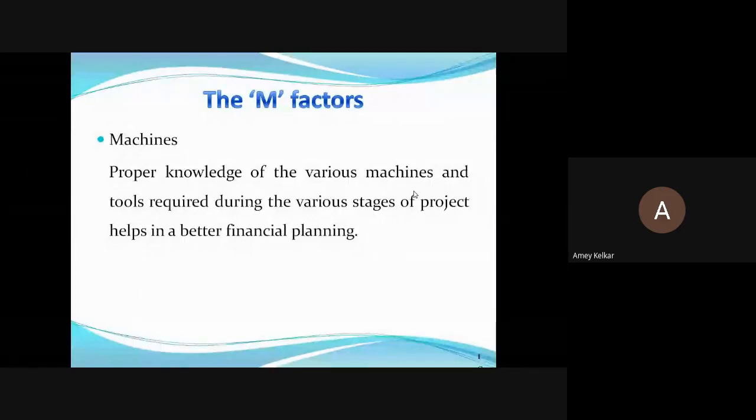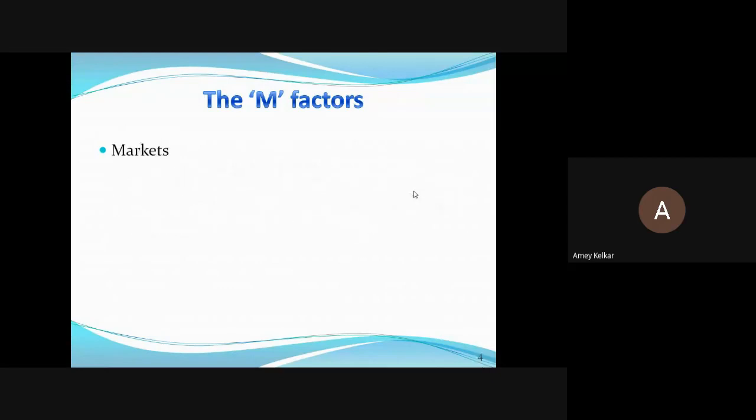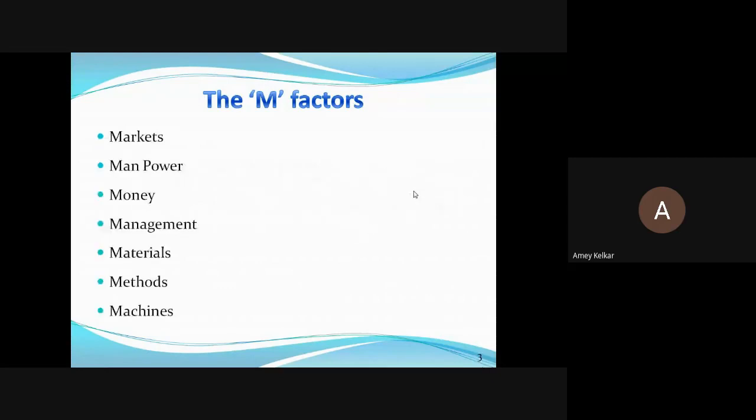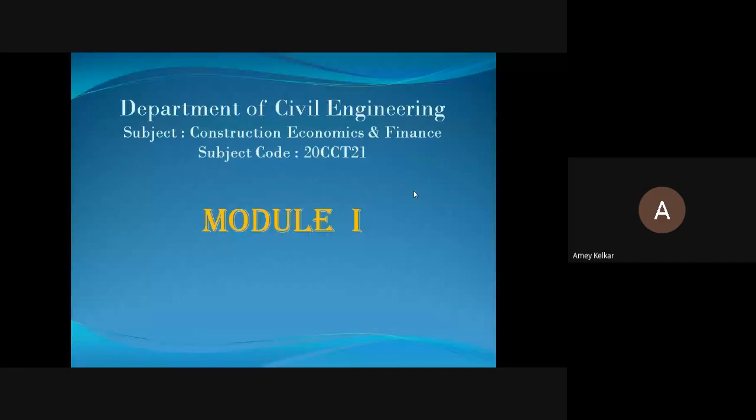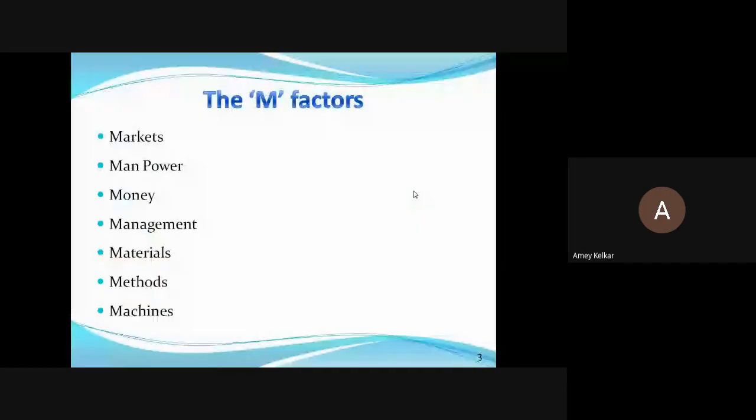So these are the 7 M factors which will affect your economic and financial planning for the project. Okay, so once again, I'll open up the list. First is the market, second is the manpower, next is money, next is management, materials, methods, and machines. So is the idea about these 7 factors clear to all of you? Anyone of you, give me an answer?